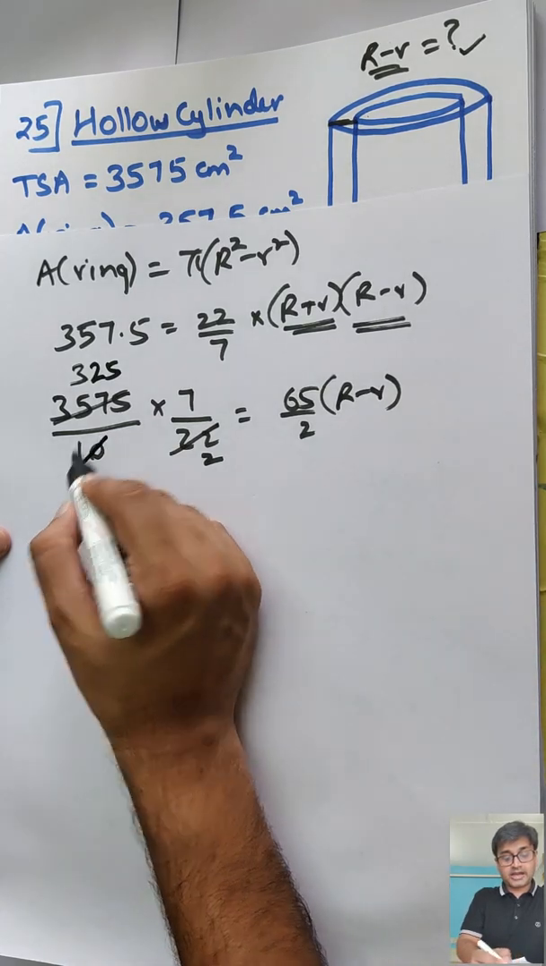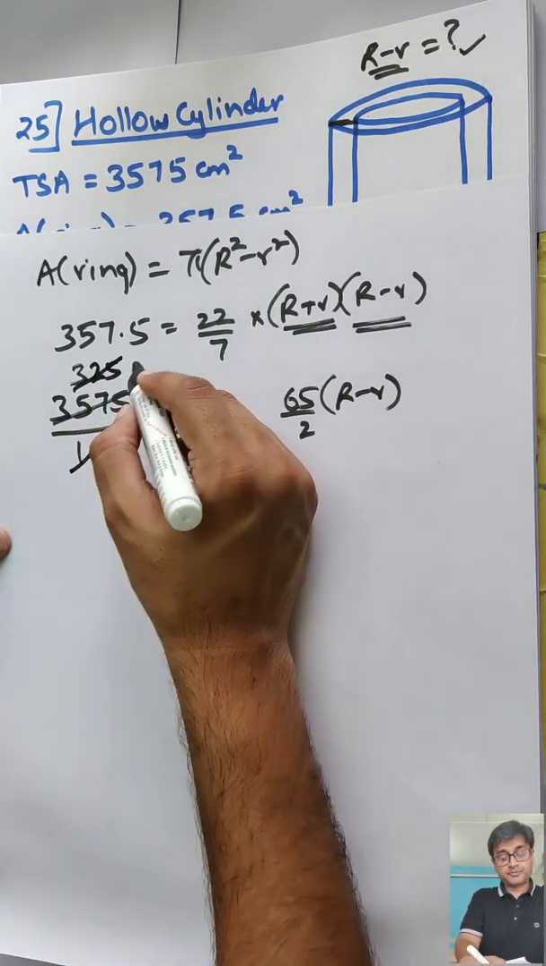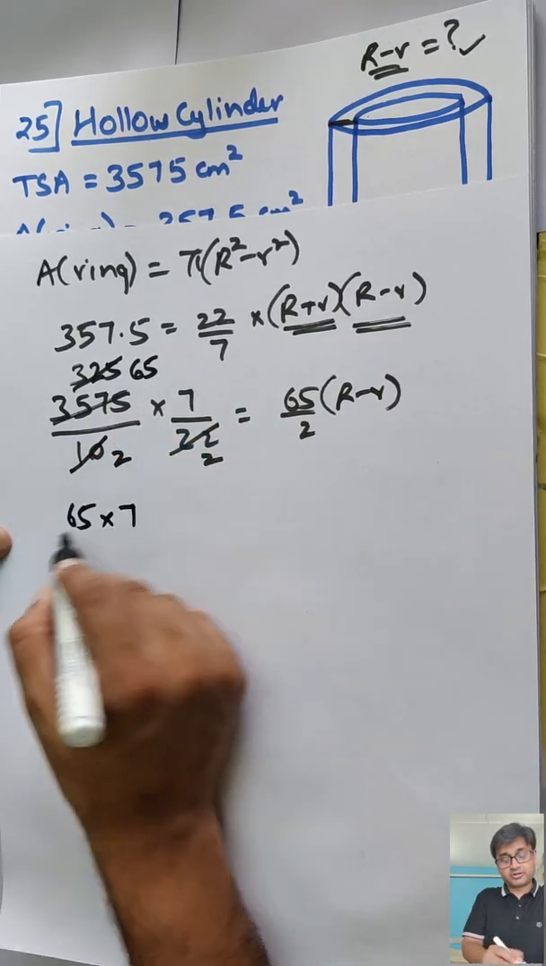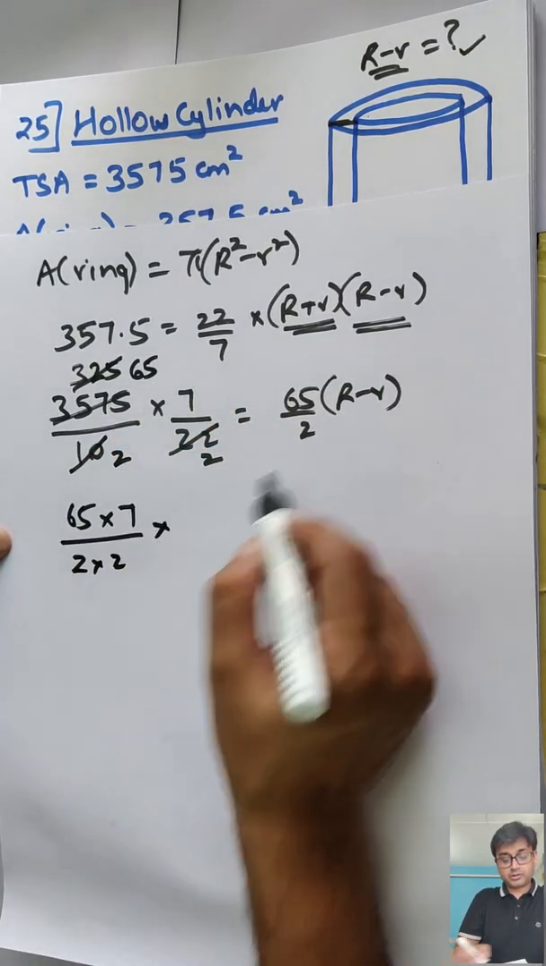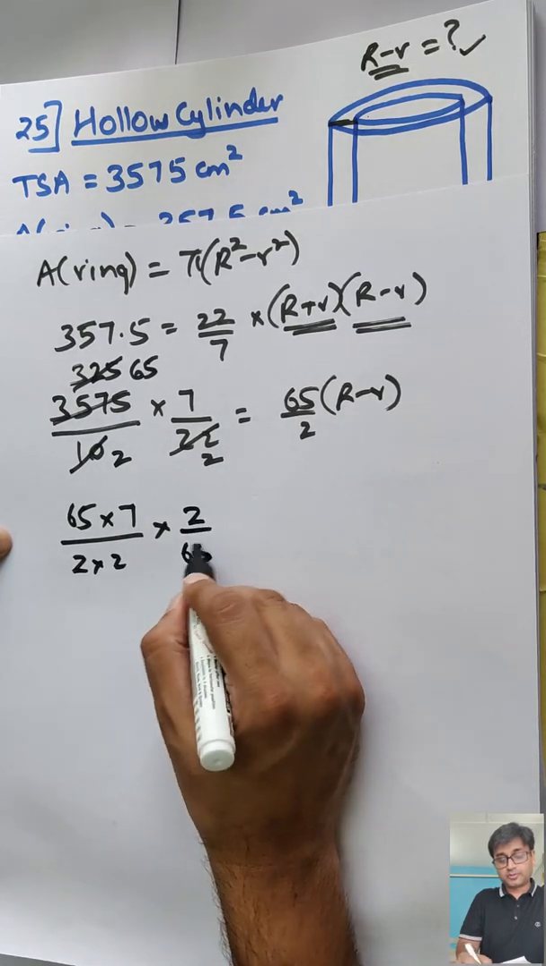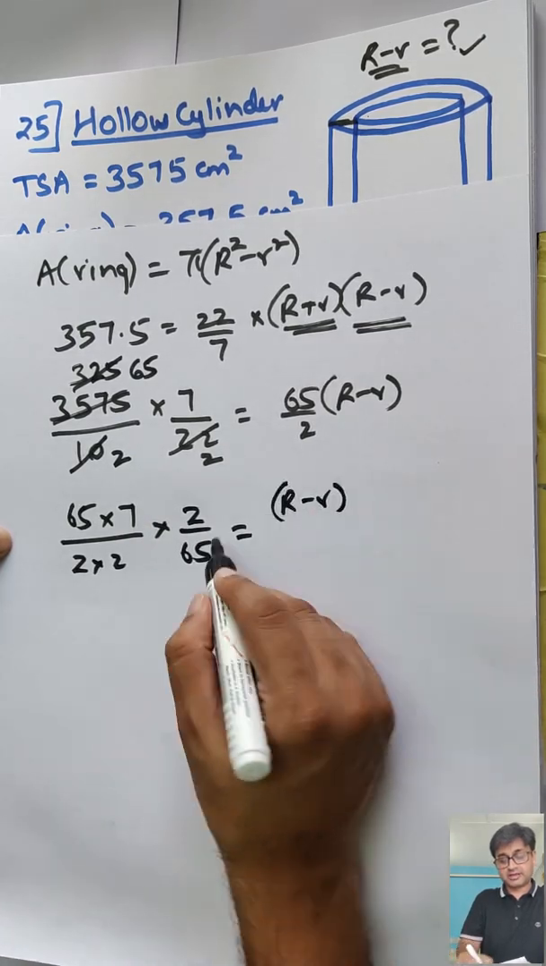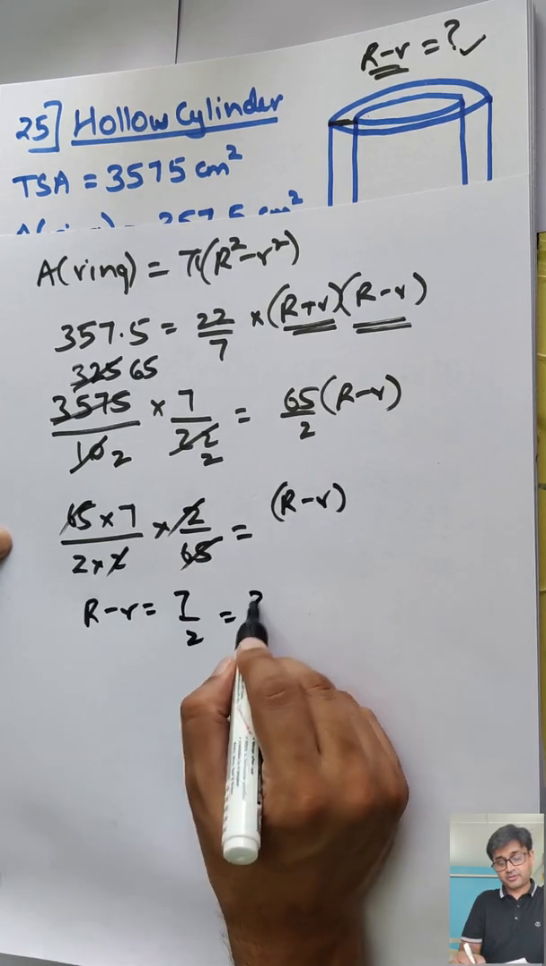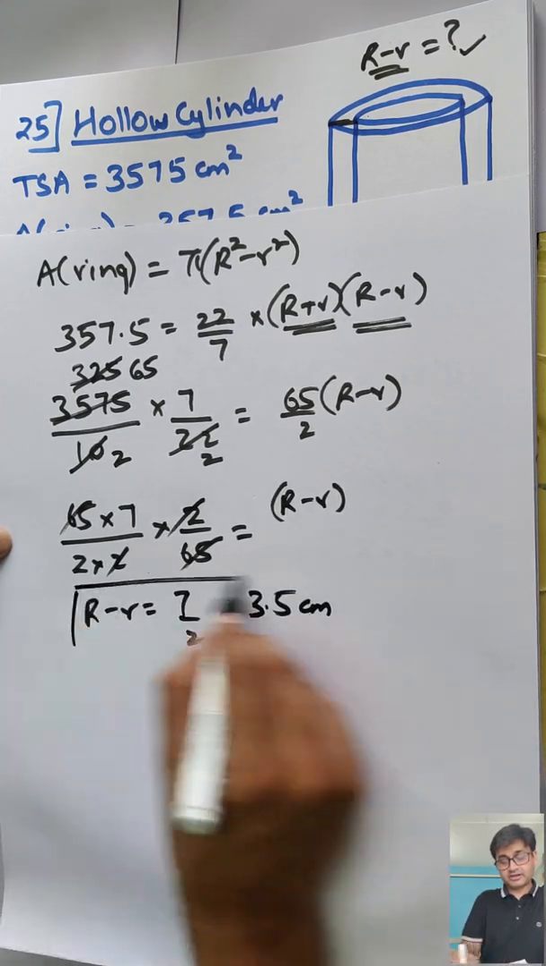Okay, I can cancel with 5 also. 5 2s are 10, 5 6s are 30, 5s are... So I get 65 into 7, 2 into 20, 2 into 2. This 2 goes on top, 65 comes down, r minus r. 65 and 2 goes off. So r minus r is 7 by 2, 3.5 centimeters.